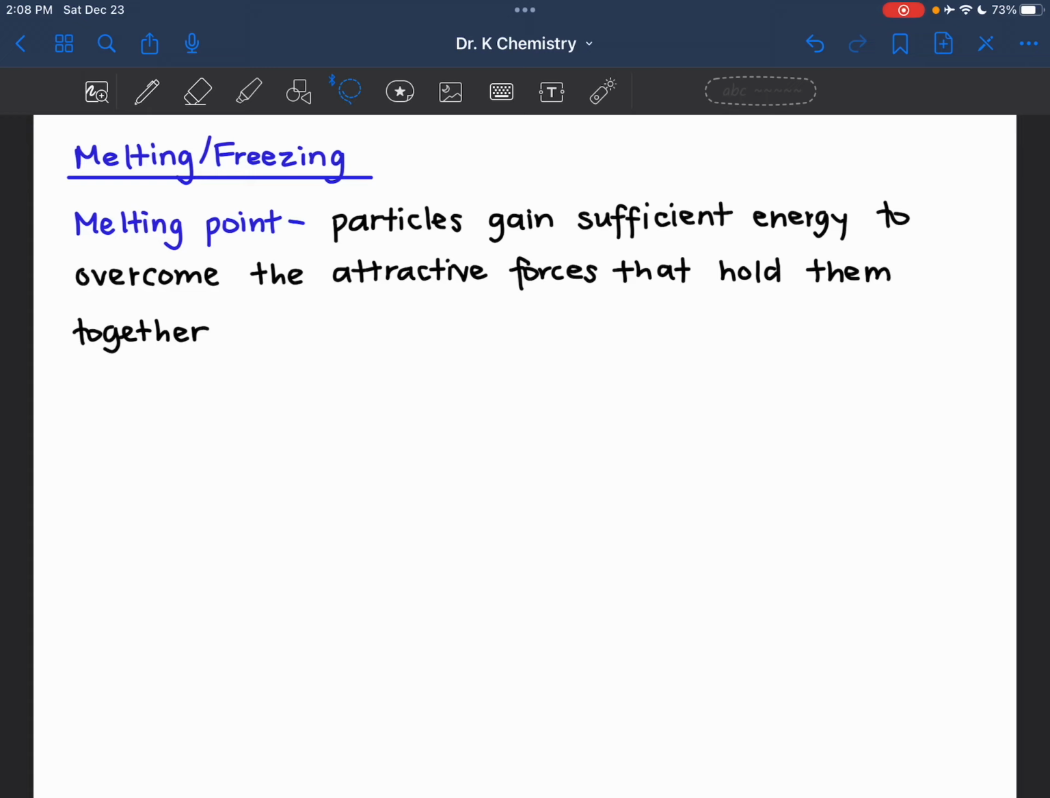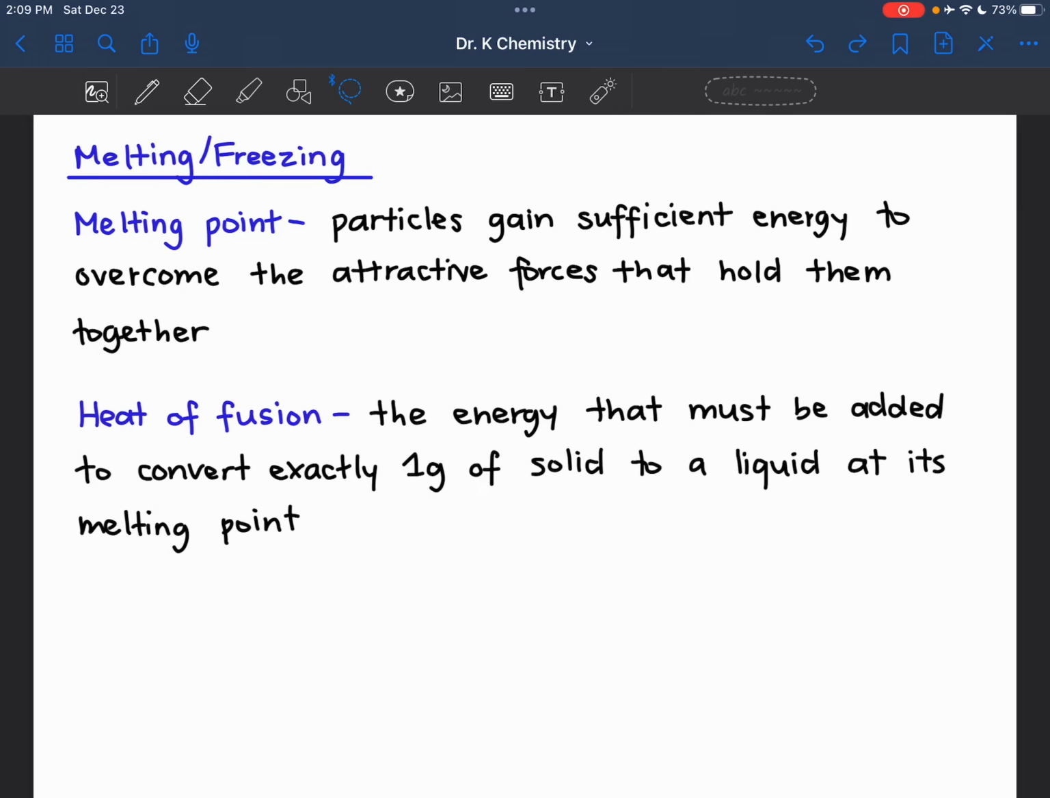In our phase change model, the first thing we saw is that the oxygen melted from a solid into a liquid. That's what we call the melting point. So the temperature at which a solid melts is the melting point. And more rigorously defined, the melting point is the region where particles gain sufficient energy to overcome the attractive forces that hold them together. So as the particles break apart those attractive forces, they start to move faster and faster.